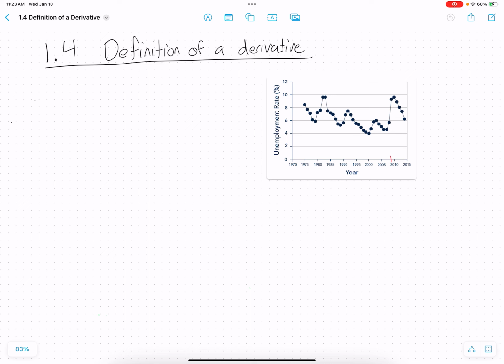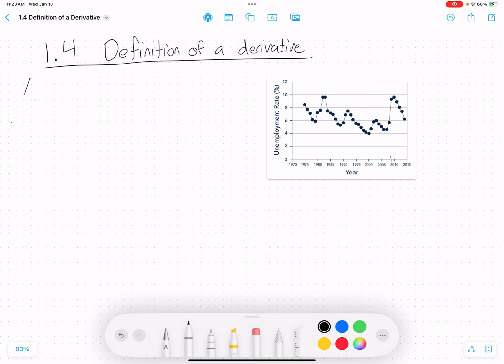Okay, last time we found the average rate of change from 1975 to 2014, right? We found that it was about negative 0.0564% per year. So over the past 39 years, the unemployment rate's gone down by about this much per year. But that's not reflective of what's happening each year. You'll notice that the unemployment has fluctuated over the course of these 39 years.